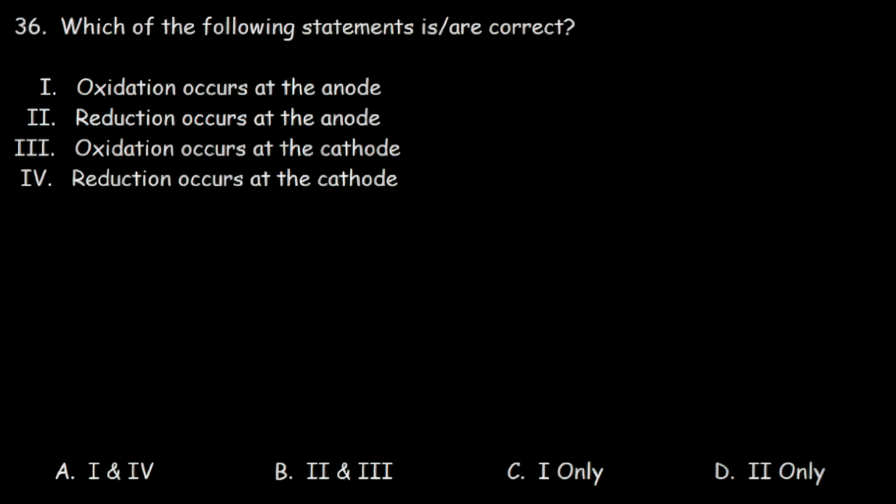36. Which of the following statements is/are correct? Is it A, B, C, or D? So these are some things you need to know. Oxidation occurs at the anode and not the cathode. So 1 is a true statement and 3 is a false statement. Reduction occurs at the cathode and not the anode. So number 4 is a true statement and 2 is false. So therefore the answer is A, 1 and 4.